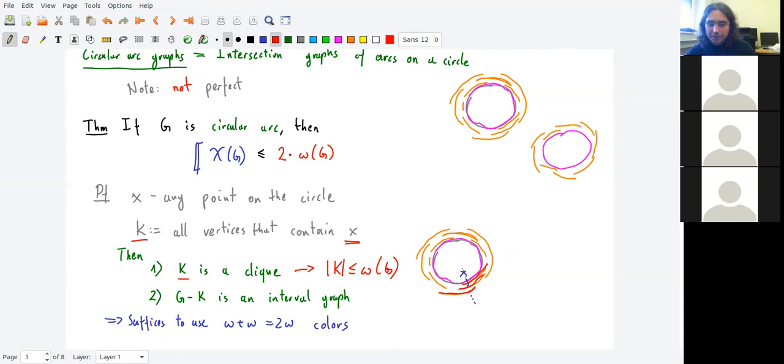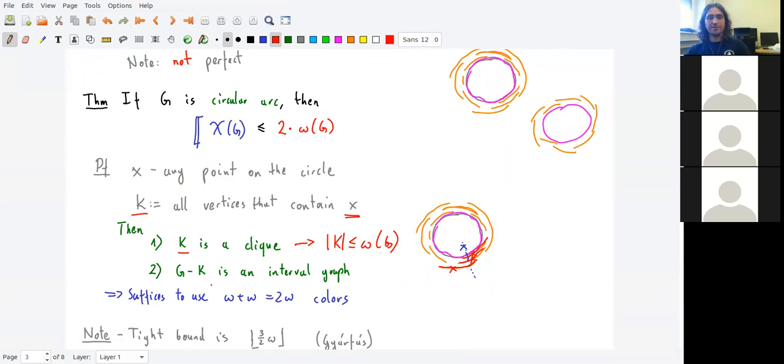On the other hand, observe that if you remove the vertices of K from your graph, you get an interval graph, because now you can unwrap this circle into a line and get an interval model of your graph. Just break this circle here and straighten it. So G minus K is an interval graph, and clearly the omega of G minus K is upper bounded by the omega of G. This means that I need omega of G colors to color G minus K.